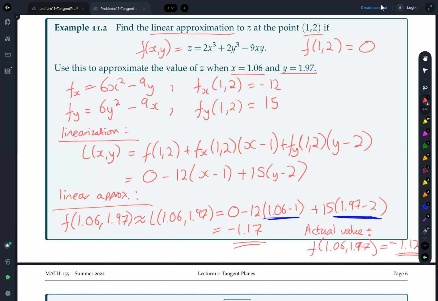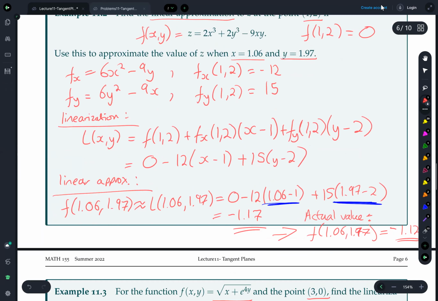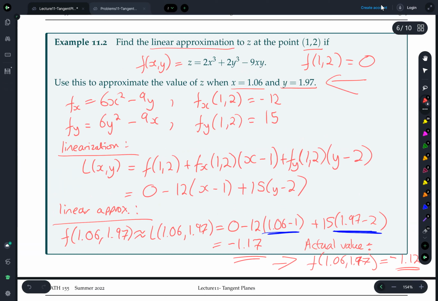How do you find the actual value? The actual value, as in the one at the bottom here, was just substituting the x and y values into this equation. That's okay. Any other questions on anything I've described so far?